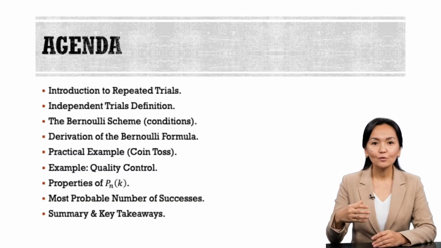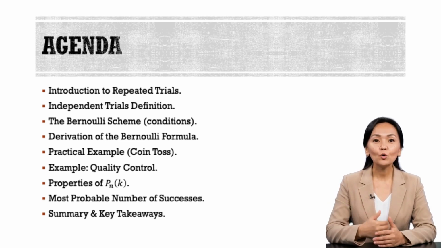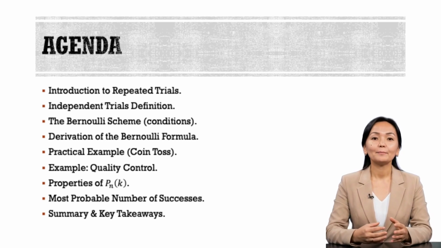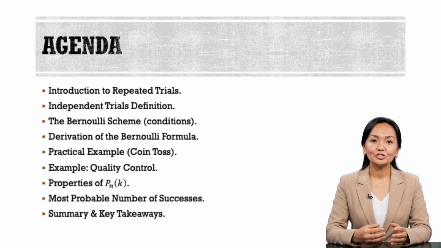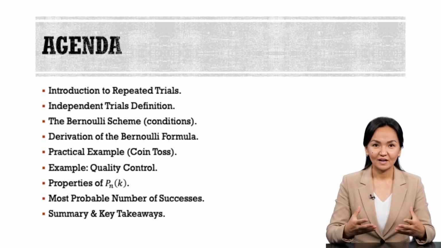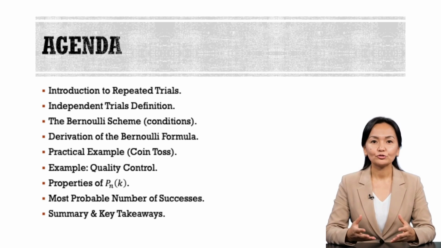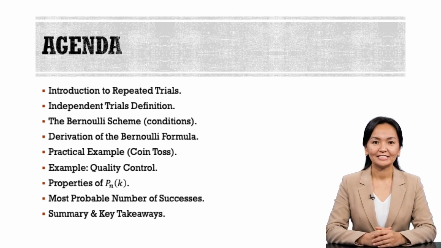Let me briefly outline what we'll cover today. We'll start with an introduction to repeated trials and why they matter. Then we'll define independent trials and discuss the 4 conditions that must be met for the Bernoulli scheme to apply. After that, I'll derive the Bernoulli formula and walk you through 3 practical examples: a coin toss, a quality control problem, and a classic "at least one" scenario. We'll also examine the properties of the probability distribution and learn how to find the most probable number of successes. We'll wrap up with a summary of key takeaways.